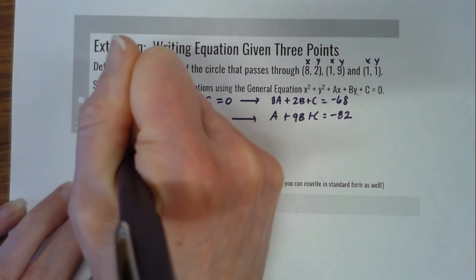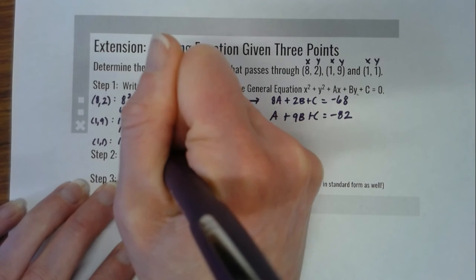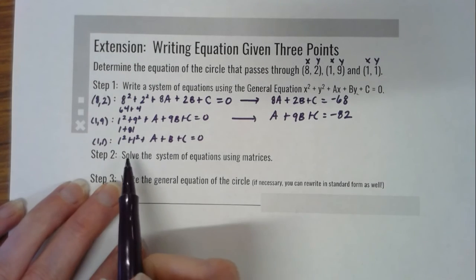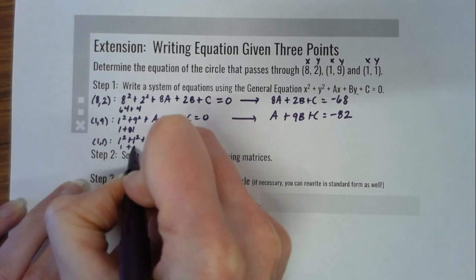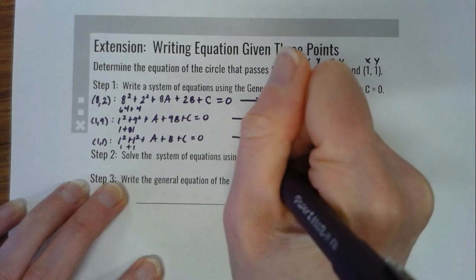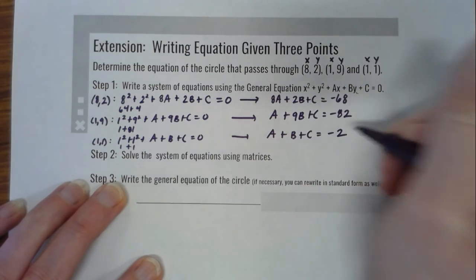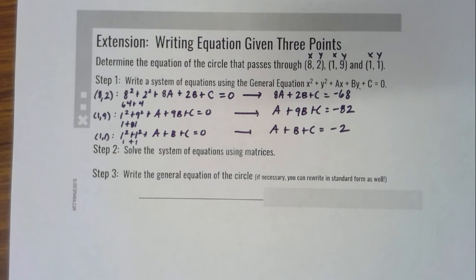I'm going to get 1 squared plus 1 squared plus 1a plus 1b plus c equals 0. 1 squared is 1. 1 plus 1 is 2. Moving that over to the other side, we get a plus b plus c equals negative 2.